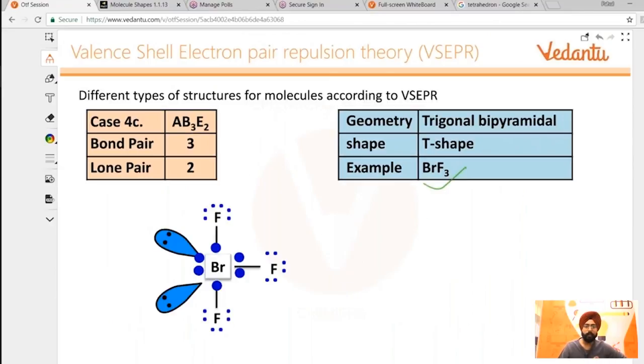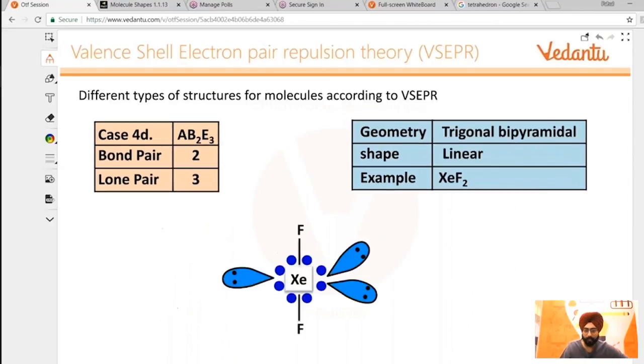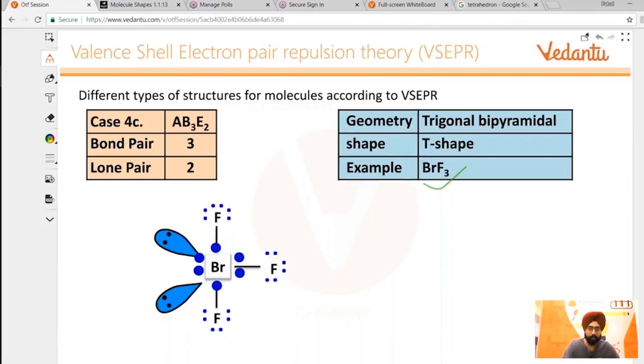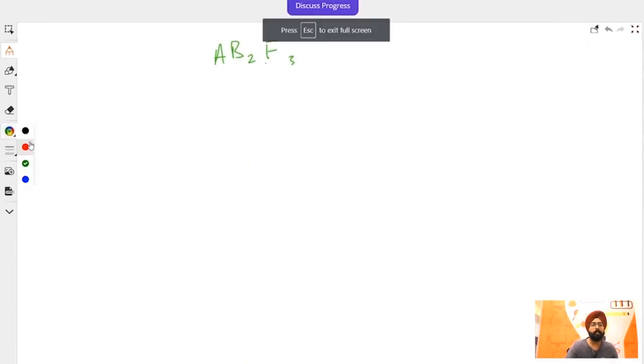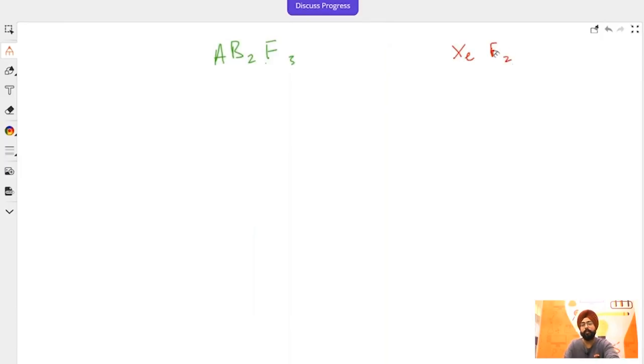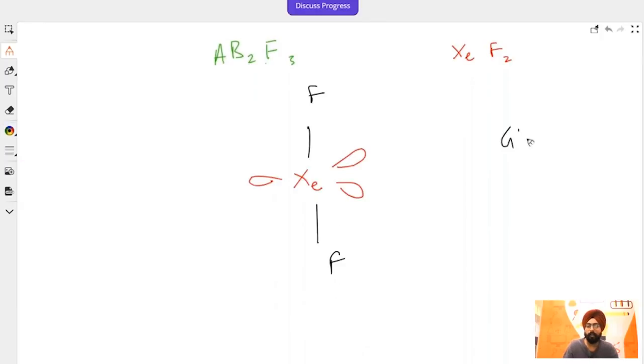Now let us look at AB2E3. Okay, this is going to be one more interesting case. AB2E3. People, this is going to be simple. I am pretty sure this is going to be simple. Okay, so the example for this is XeF2. All right, and this is going to be very simple. There's a xenon over here. There are three lone pairs. Okay, and on top and bottom there are fluorines. Okay, so people, the geometry is again going to be trigonal bipyramidal.